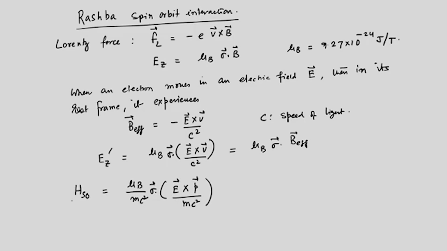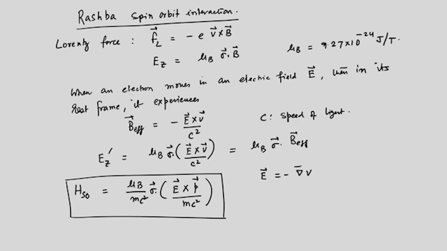This is the spin-orbit coupling term that we are interested in, and you will see that the Rashba term looks very similar to that. And what is the origin of E in a crystal lattice? E is originated by the crystal potential, given by minus E equal to minus gradient of V, where V is the crystal potential.